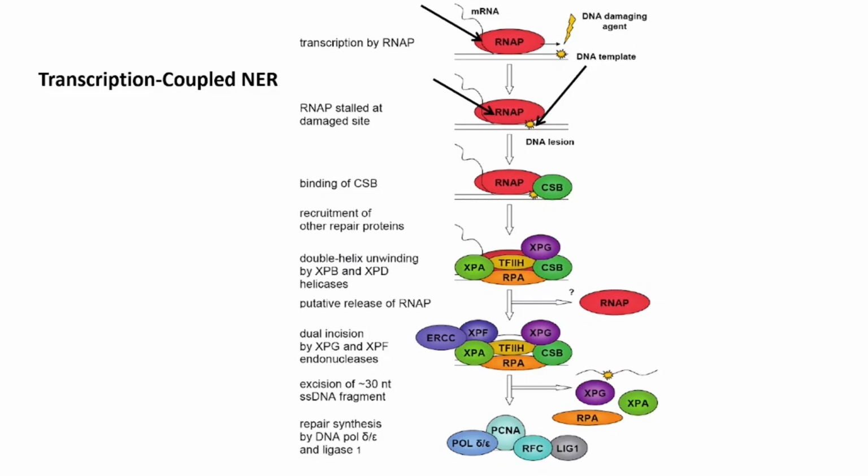At that point, CSB protein binds to DNA. This leads to the recruitment of other factors. RNA polymerase along with the transcript is removed. From that point on, these factors would behave much as they do in global genome NER, enlarging the melted region, clipping the DNA in two places and removing the piece of oligonucleotide DNA containing the lesion.